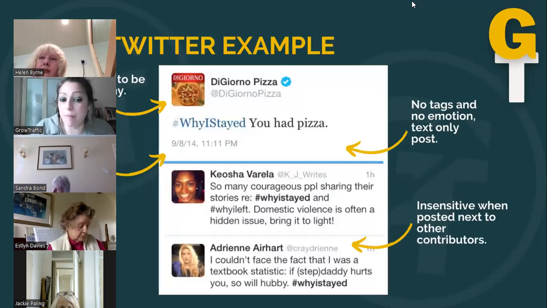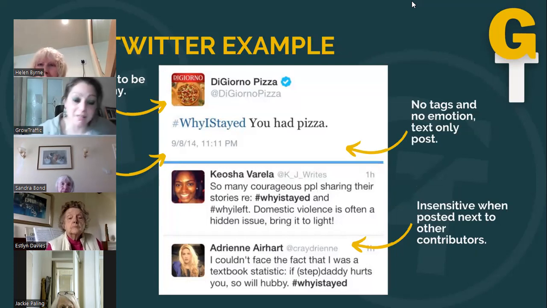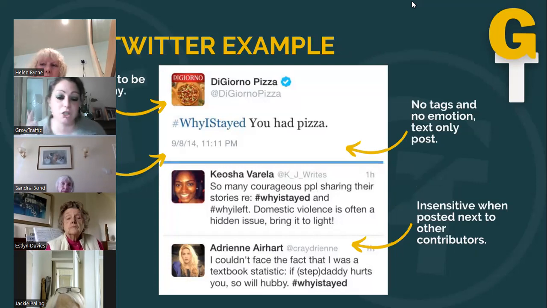Here's an example of a bad one. This is quite a famous one, but essentially this is a brand, and a lot of brands are on Twitter, and some of them do it brilliantly and some of them do it really appallingly. Basically, this is a brand that was engaging in a Twitter campaign called #WhyIStayed, and it was about domestic violence, and it was lots of women sharing their stories about why they stayed in an abusive relationship when everybody says, well, she should have just left.